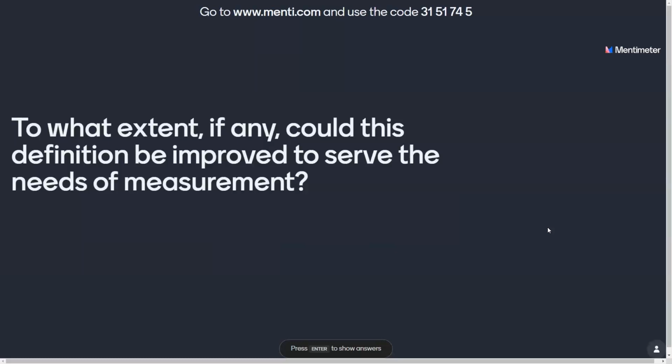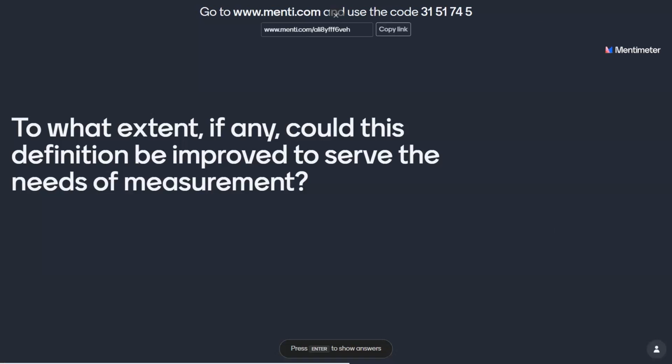So this is just to get your initial reactions. To what extent, if any, could this definition be improved to serve the needs of measurement? The reason I'm asking this question before we move into small groups is just to get a temperature check in the room, to see if there are flaws in this definition, or if there are really great strengths that help us, for those of you who voted yes. For those of you who don't know, that's something we can chat about in the small groups. Let's see, there's also a chat.